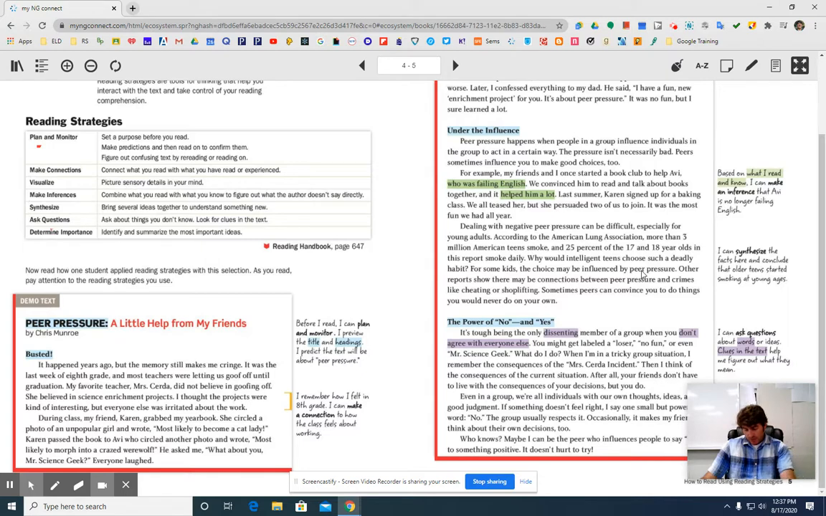If something doesn't feel right, I say one small but powerful word: no. The group usually respects it. Occasionally, it makes my friends think about their own decisions too. Who knows? Maybe I can be the peer who influences people to say yes to something positive. It doesn't hurt to try.